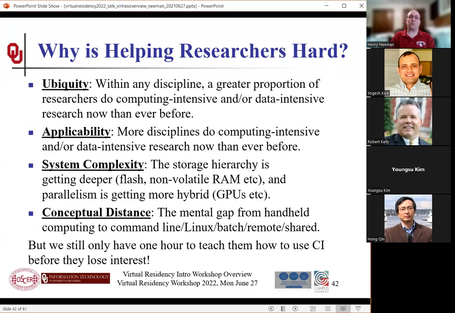Why is it hard to help researchers? There's really 4 reasons, and I'm going to dig into this more deeply later. Because of time, I'm not going to spend a lot of time on this now, because in the next session, I'll dig into this in much more depth. But they are ubiquity, applicability, system complexity, and conceptual distance. And again, we'll work on this in the next session.